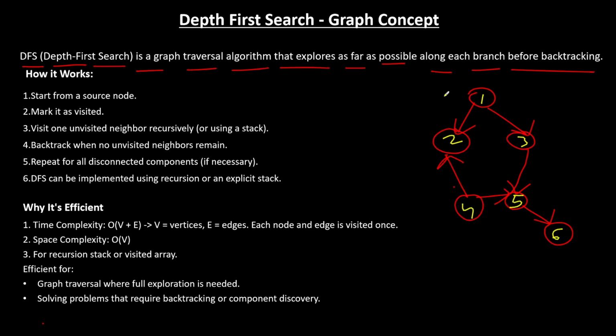Suppose you started with 1. Okay. From 1, where can you go? You can go to 2 also, and you can go to 3 also. Correct. But you cannot go to both of the nodes simultaneously, right? So what will you do?